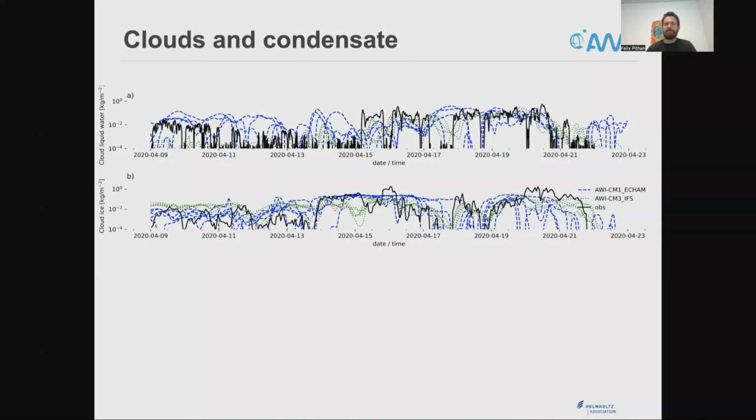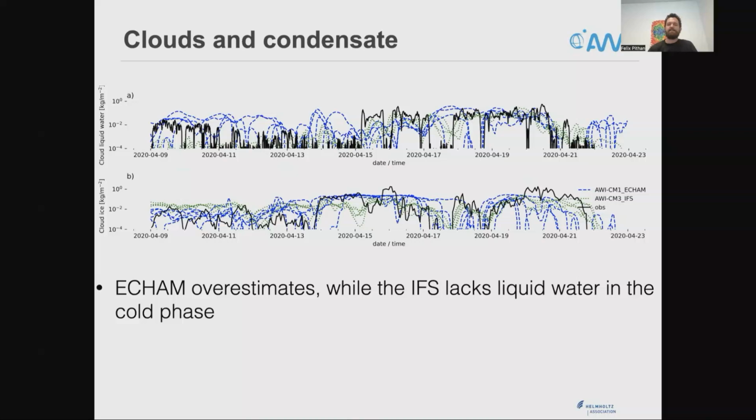Or we can also use this to look at the representation of clouds and cloud condensate. Looking here at most of April 2020 of the mosaic site, and we see that in the cold phase, ECHAM overestimates somewhat the amount of cloud liquid water compared to observations, whereas the IFS largely lacks liquid water, and you see a bit of an opposite signal in cloud ice. So ECHAM might be compensating with an exaggerated amount of cloud ice here, to actually then in the end achieve reasonable short-wave radiation near the surface.